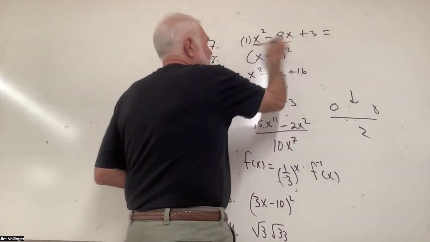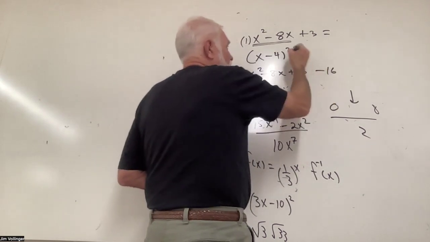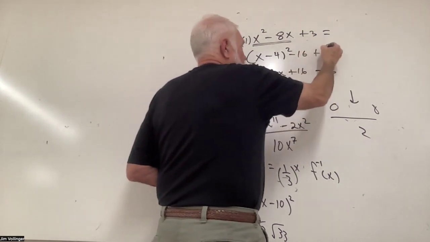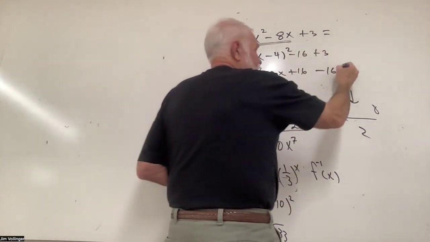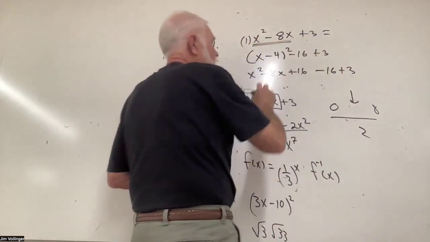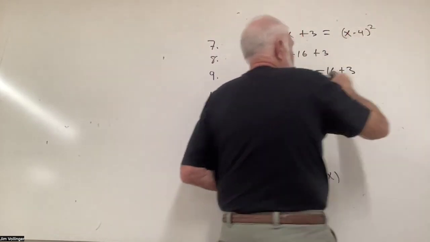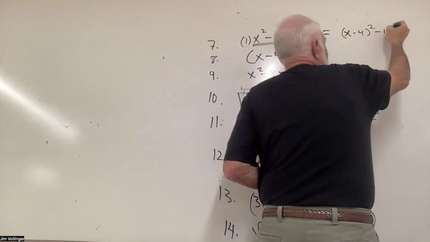That's different than x squared minus 8x. But to get rid of this 16, I could do that. Then I could add 3. And so what is x squared minus 8x plus 3? It is x minus 4 squared minus 13.